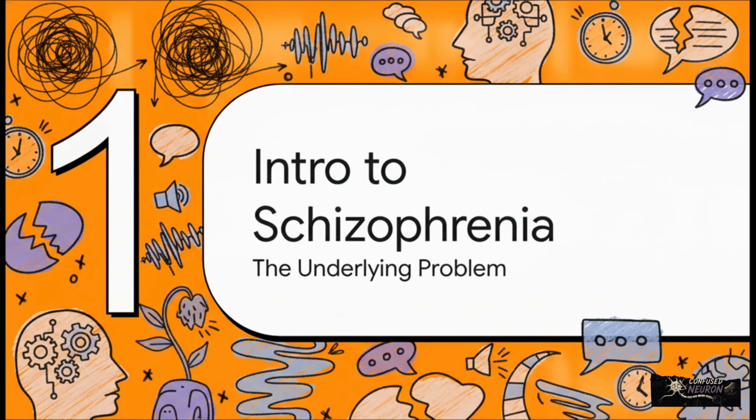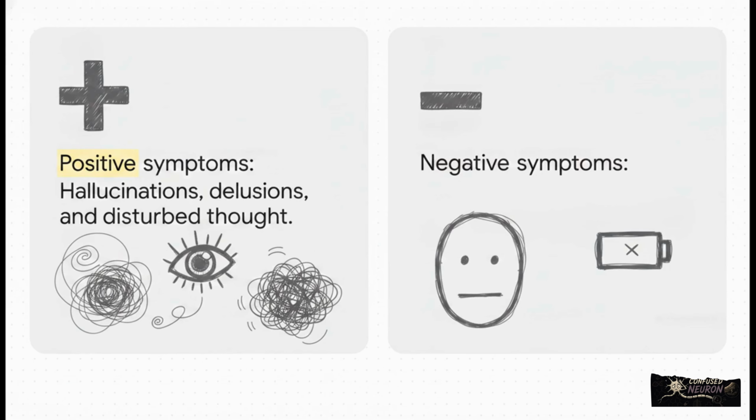So, starting right at the beginning with the underlying problem, before we can treat schizophrenia, which is a chronic psychosis affecting about 1% of the population, we really have to understand what it looks like clinically. Here is a great rule for learning: say what you write, write what you say.